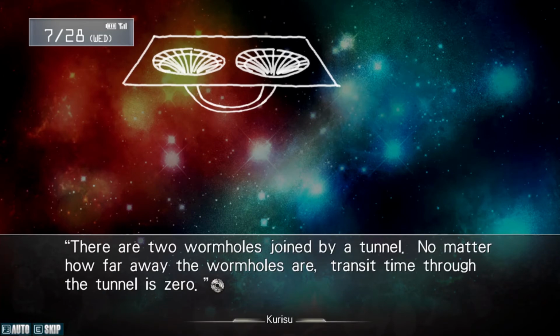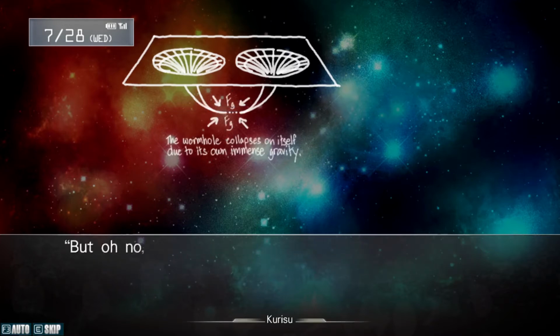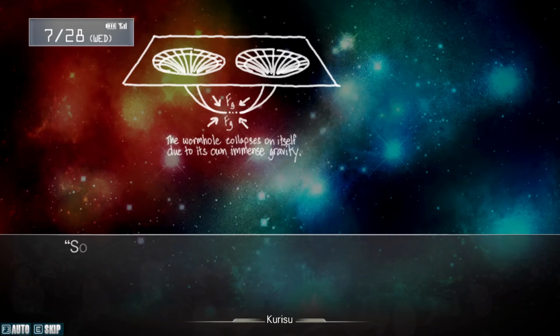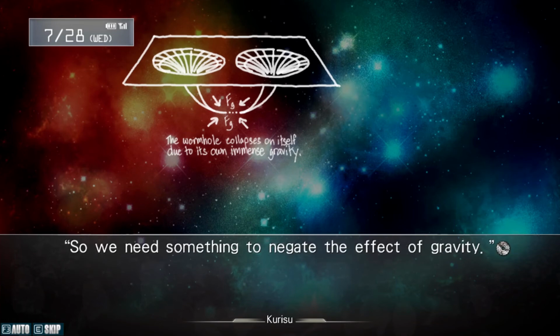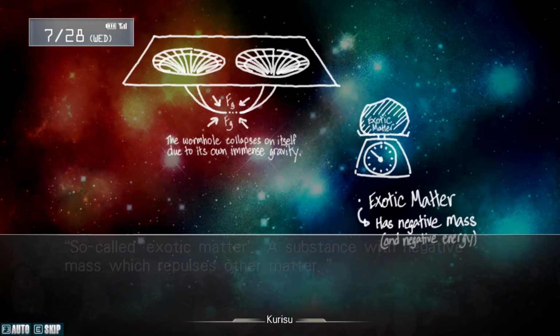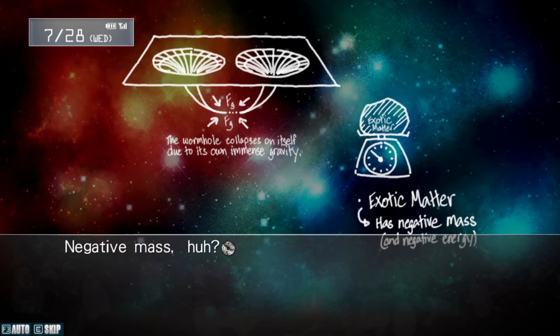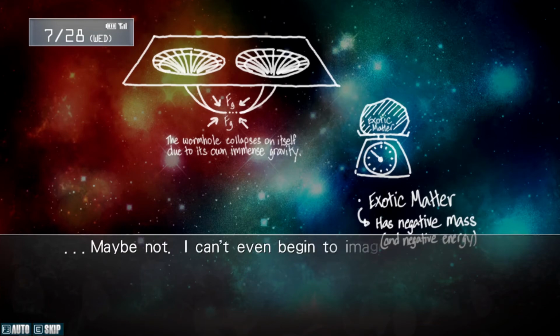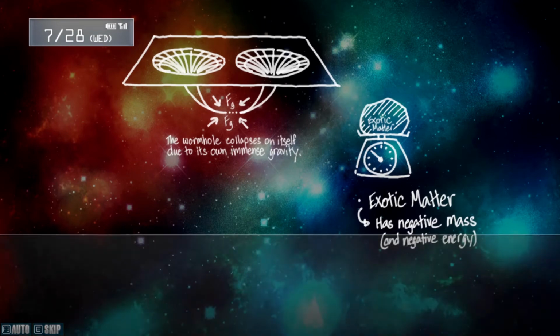There are 2 wormholes joined by a tunnel. No matter how far away the wormholes are, transit time through the tunnel is 0. But oh no, there's a problem. The wormhole tunnel suffers from supergravity and collapses as soon as it opens. So we need something to negate the effect of gravity. So-called exotic matter, a substance with negative mass which repulses other matter. Negative mass, huh? Is it something that floats if you leave it on the ground? Maybe not. I can't even begin to imagine what it would be like.